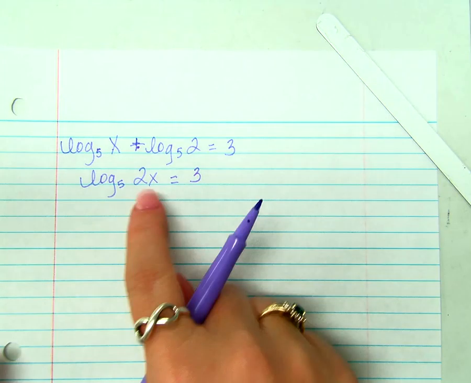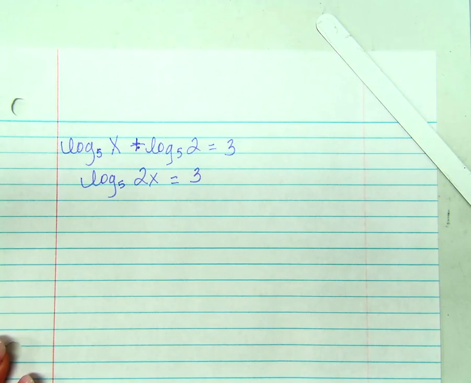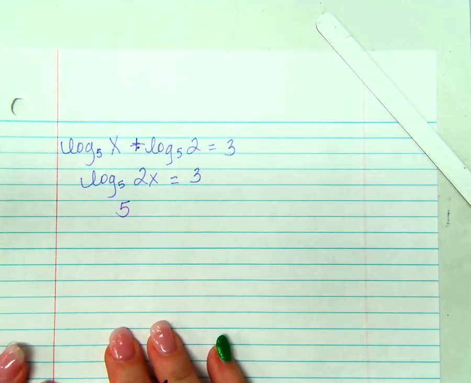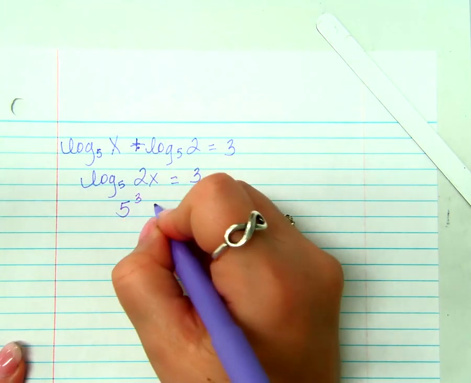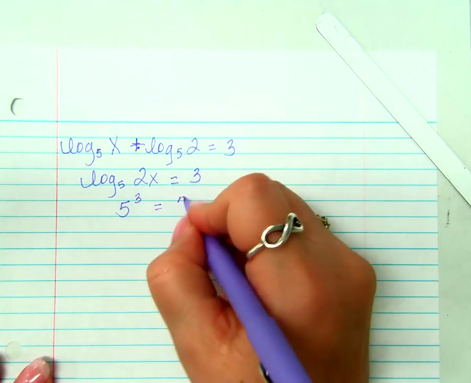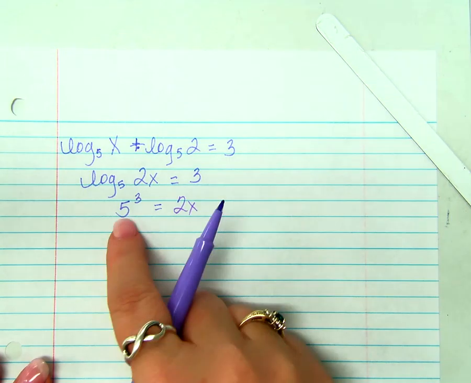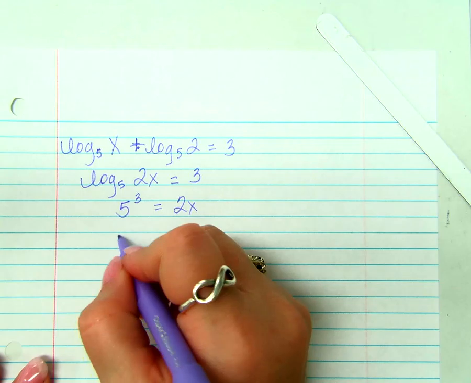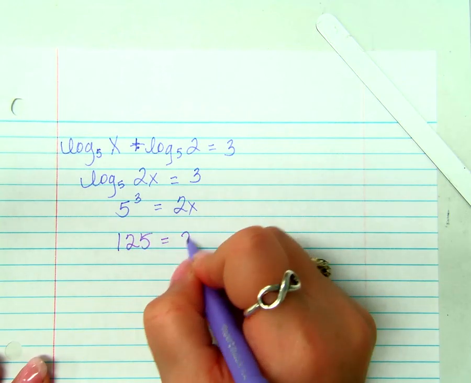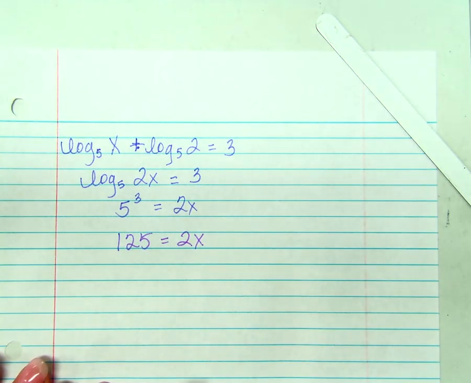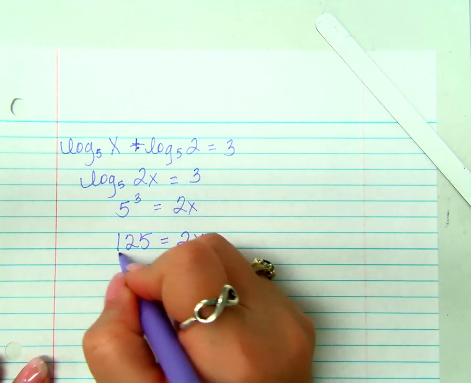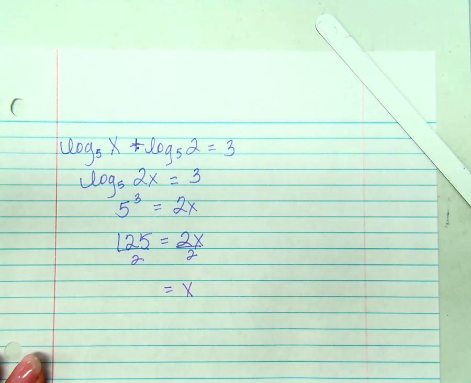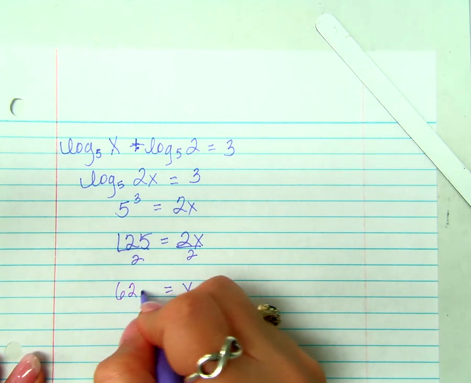Exponential form. How do we rewrite this in exponential form? 5 to what power? Third power equals 2x. Okay, so do we know what 5 to the third power is? Or could we figure it out pretty quickly? 125, excellent. Equals 2x. Now how do I solve for x? Divide by 2. Good. What's 125 divided by 2? 62.5.